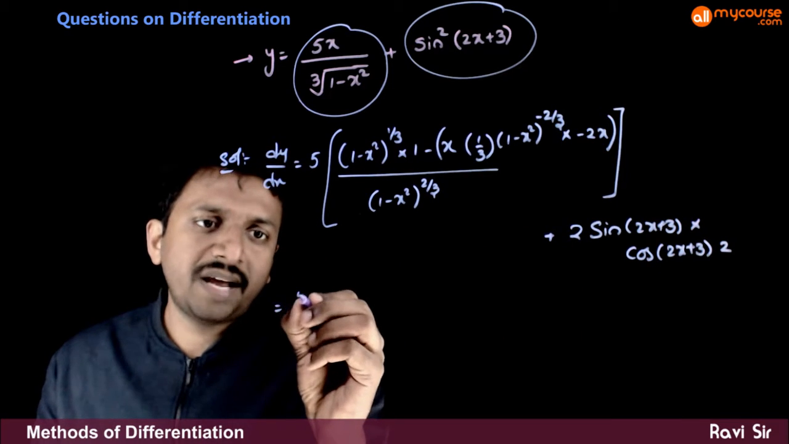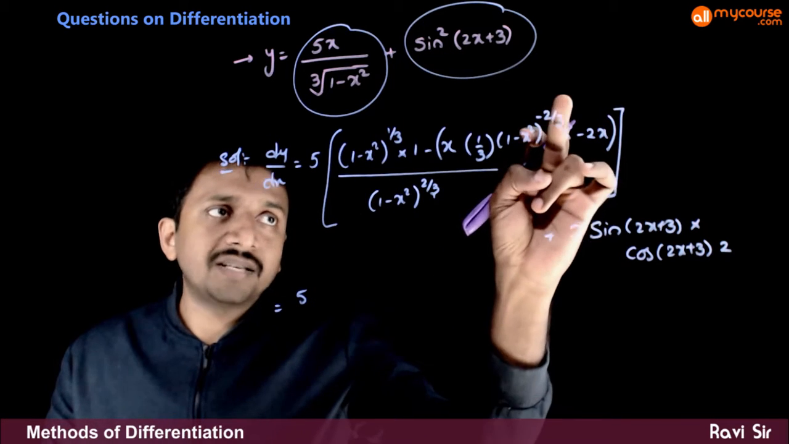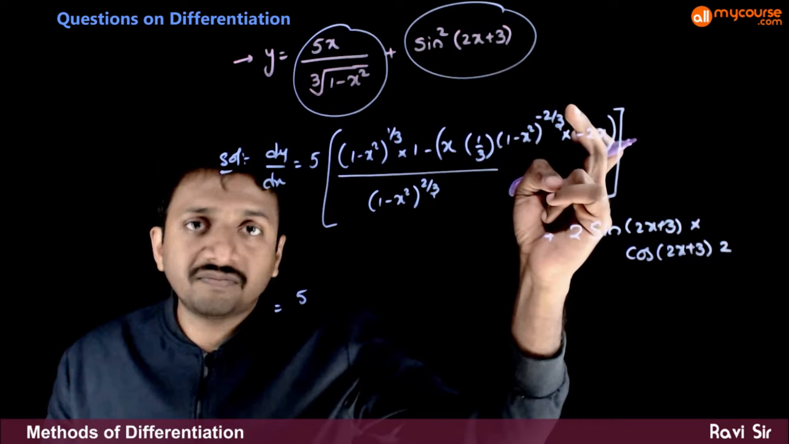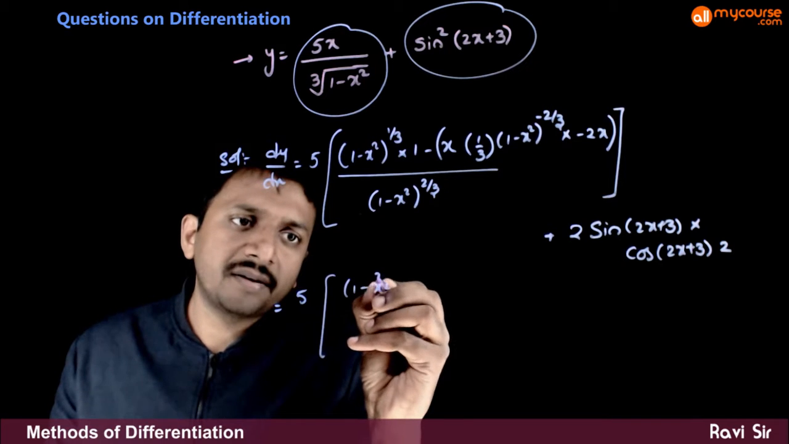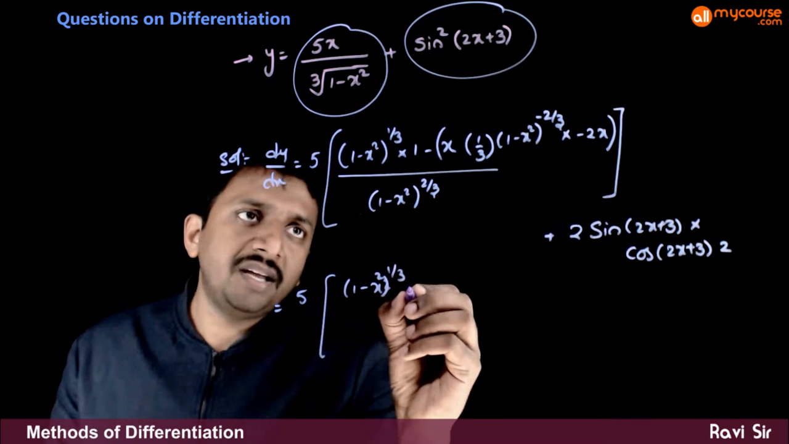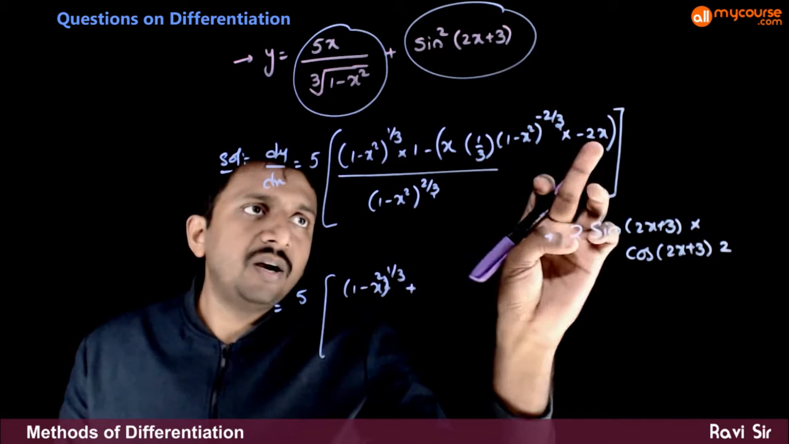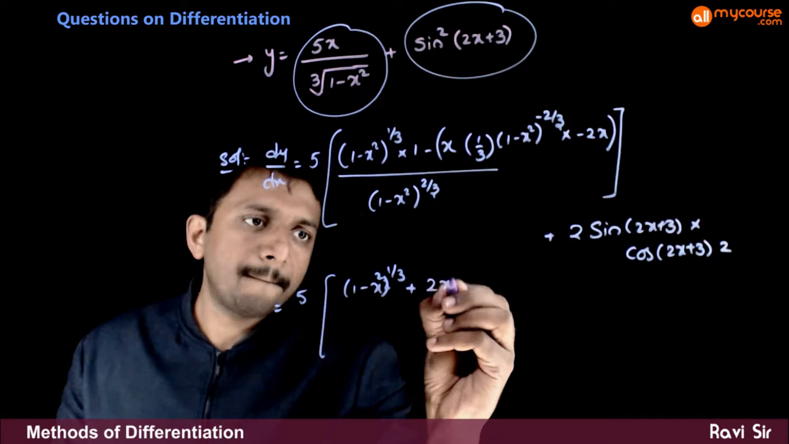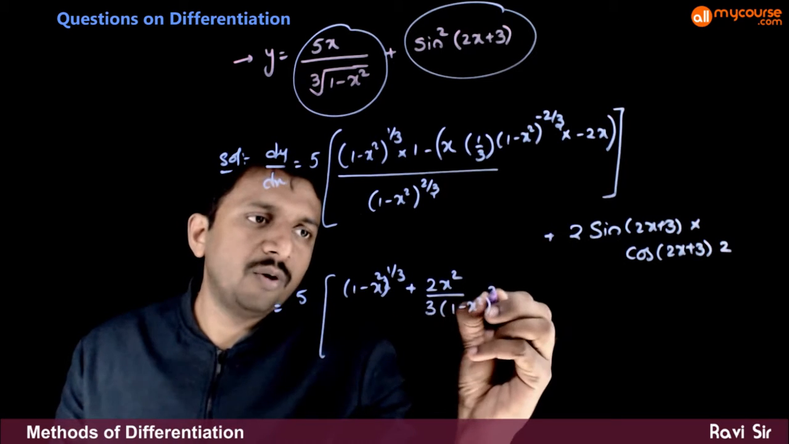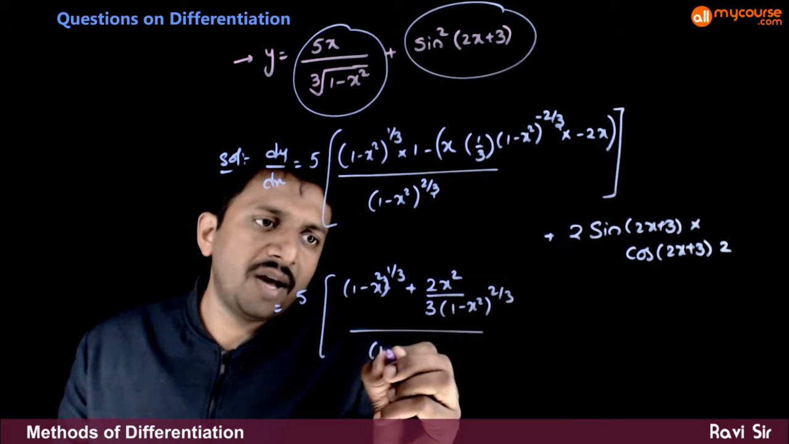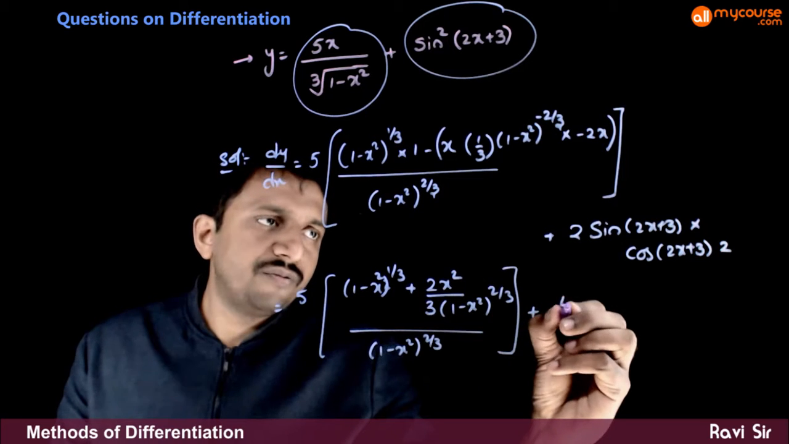So that is equal to 5 times 1 minus x square whole power 1 by 3, into 1 minus x square whole power minus 2 by 3. This can be taken into the denominator. So 1 minus x square whole power 1 by 3 minus, so minus into minus becomes plus 2x square by 3 times 1 minus x square whole power 2 by 3, by 1 minus x square whole power 2 by 3 plus 4.